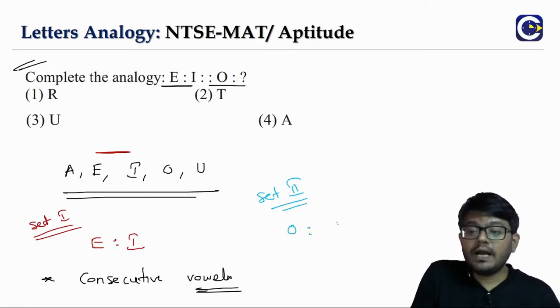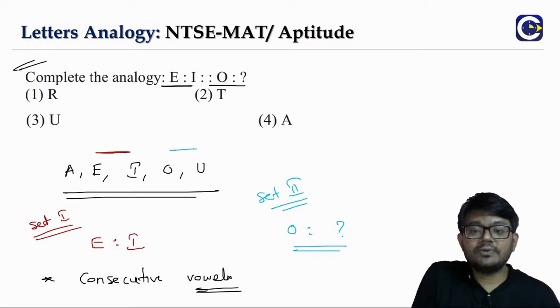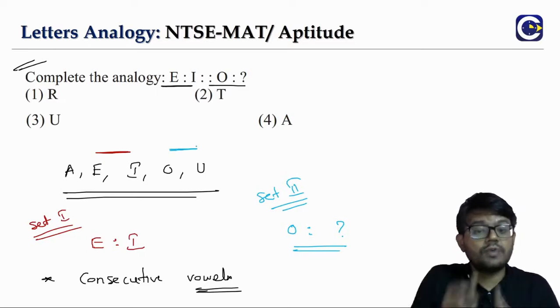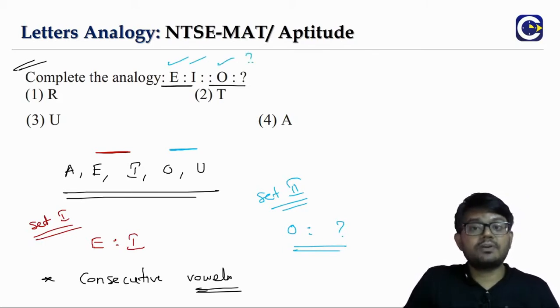O, and then there is a missing letter. See, what is the consecutive? What will come after O? So we have to see what is going to come after O. After E, I will come. After O, what will come? That is what you have to see. After O, U will be coming.